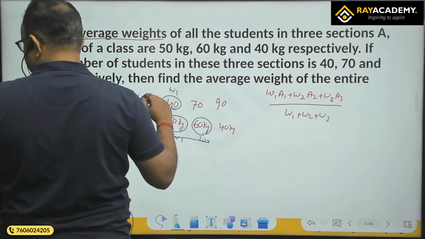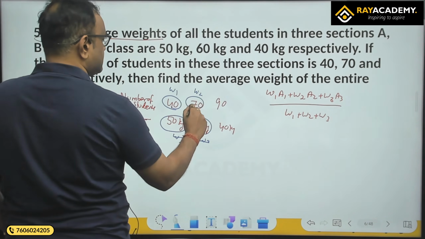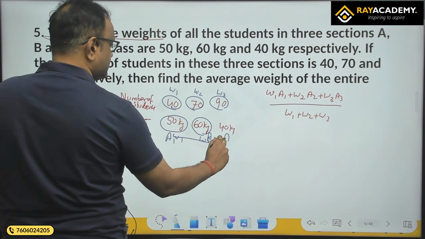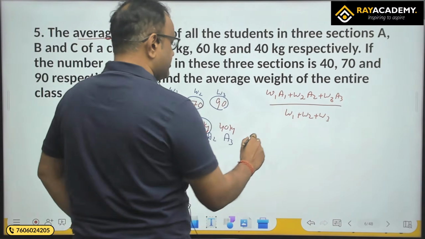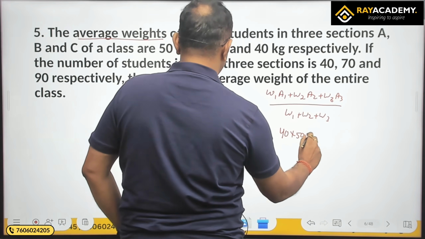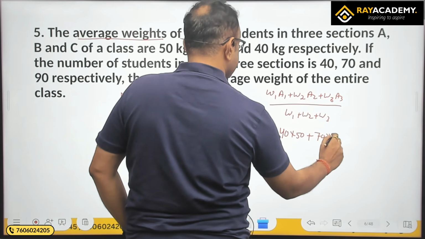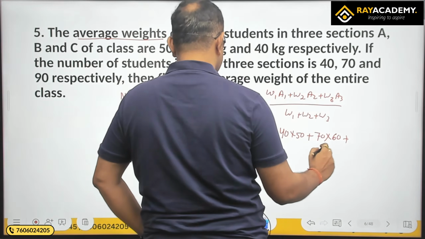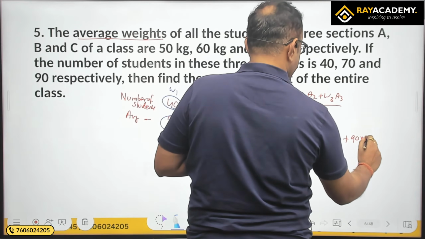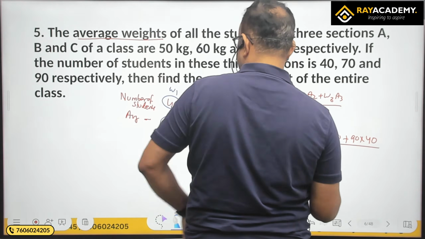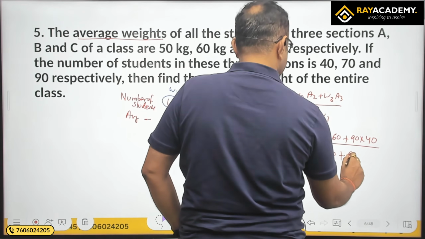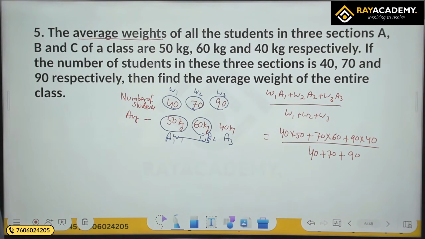This is W1, this is W2, this is W3, and this is A1, A2, A3. So you can say this is 40 multiplied with 50 plus 70 multiplied with 60 plus 90 multiplied with 40, divided by 40 plus 70 plus 90. So this sort of calculation you have to do.